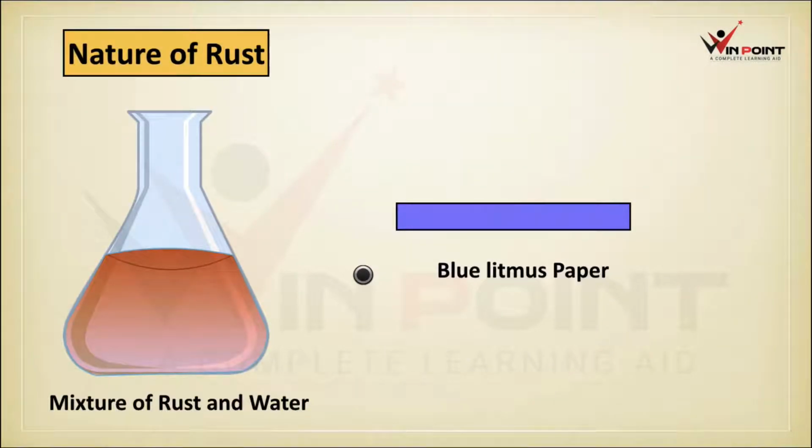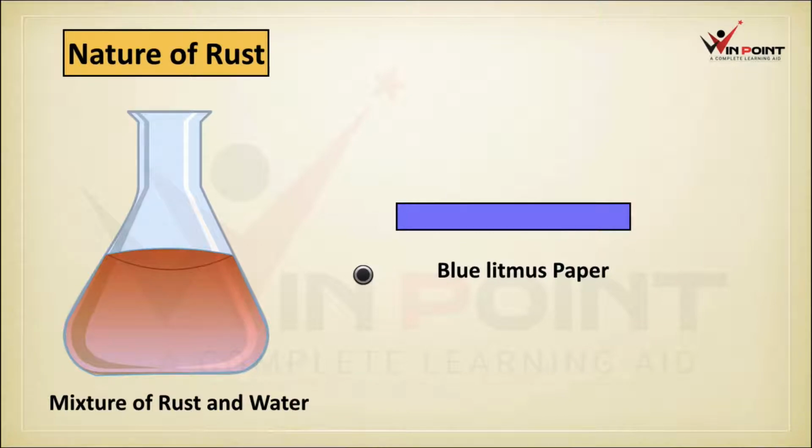Now we are going to find the nature of rust. How can we find the nature of a solution? We can use litmus paper, right? There are two types of litmus paper, blue litmus paper and red litmus paper. These litmus papers are used to identify the given substance. Is it acidic or basic? We can identify the nature of the given substance using litmus paper.